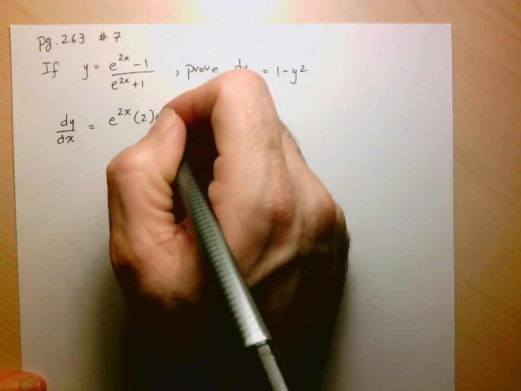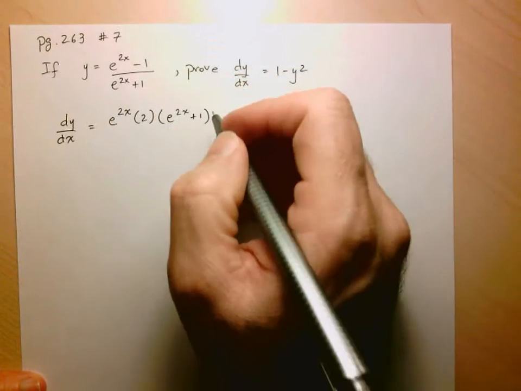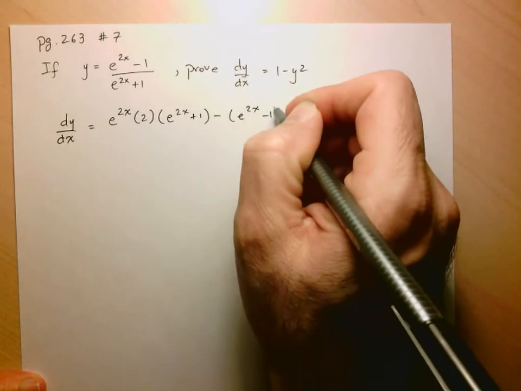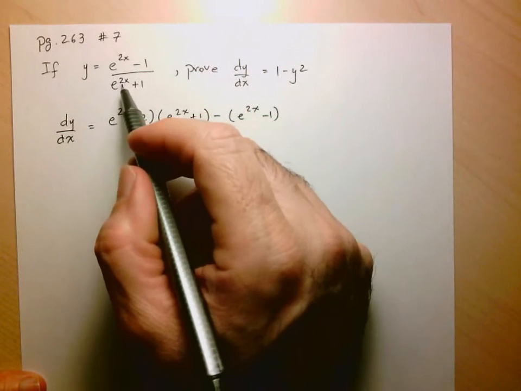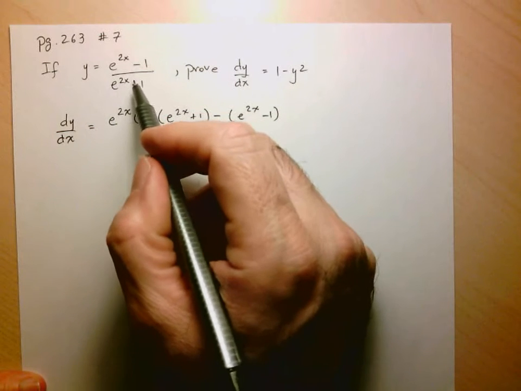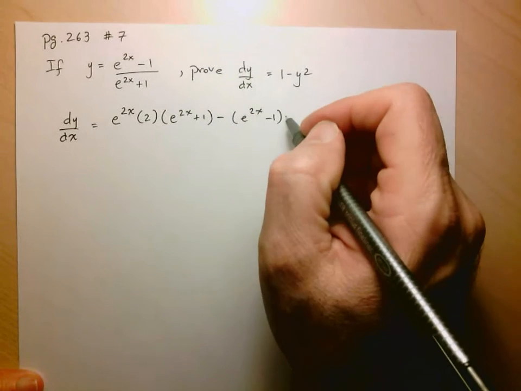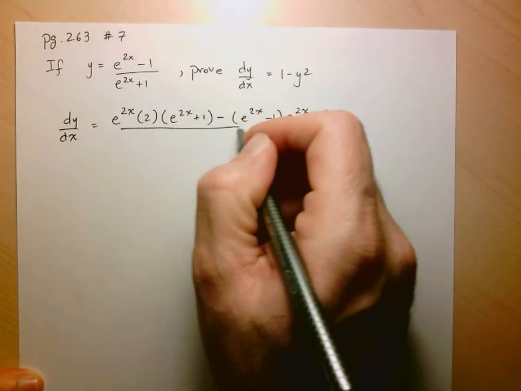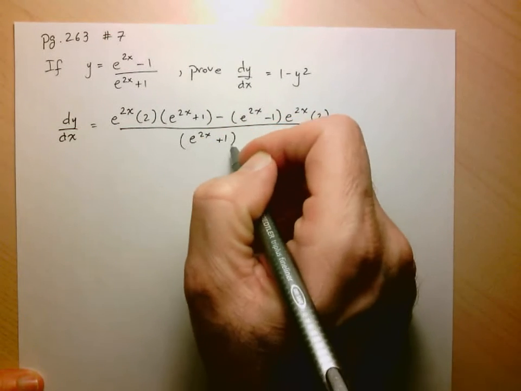So we multiply that by the denominator function, e to the 2x plus 1, minus the numerator function, e to the 2x minus 1, times the derivative of the denominator function. We see that it's going to be the exact same derivative as the numerator function, because the only difference is the plus 1 and the derivative of that is 0. So this is just going to be e to the 2x times 2. And all this is over e to the 2x plus 1 squared.